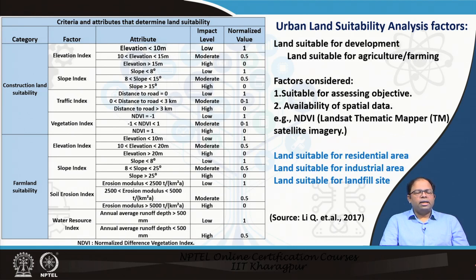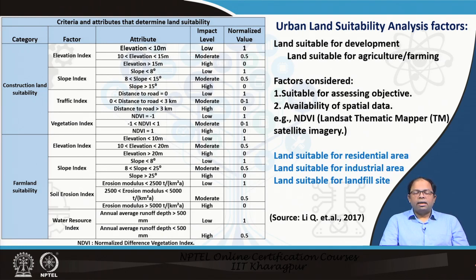So once that has been done, in the next step, these factors have been scored, and the criteria used to score them is, when the attribute used for elevation is the actual elevation of that particular land, lesser than 10 meter, 10 to 15 meter, and greater than 15 meter are the three categories that have been created.